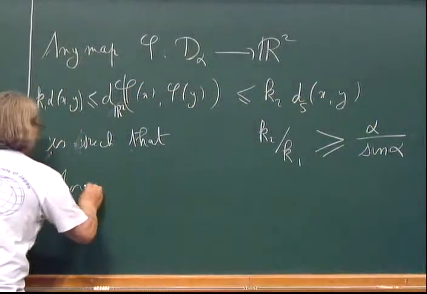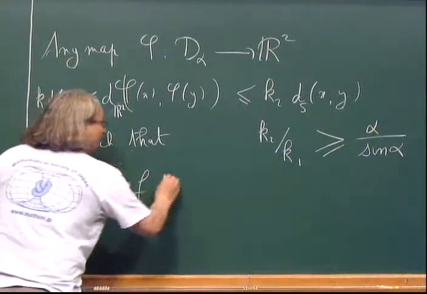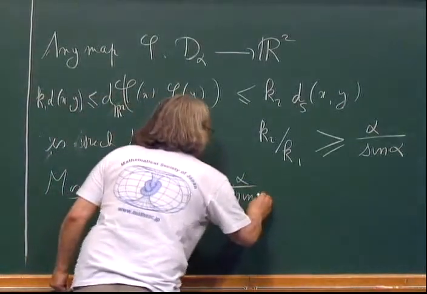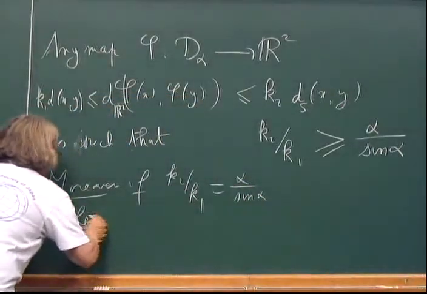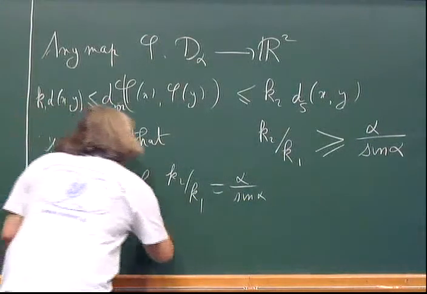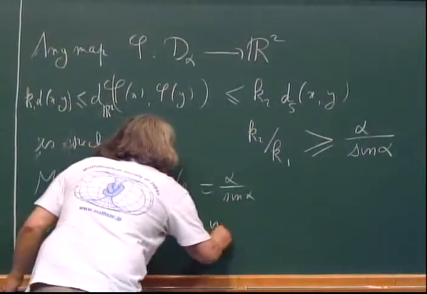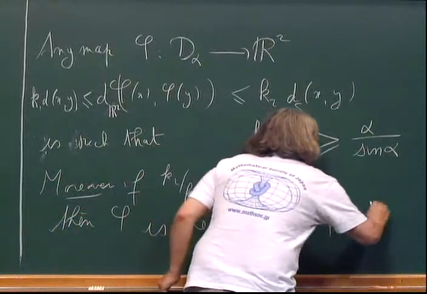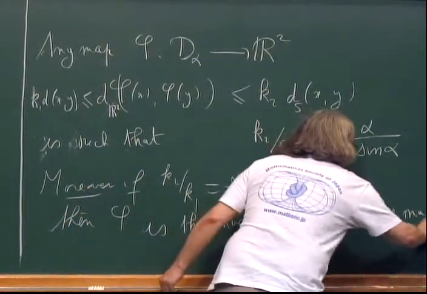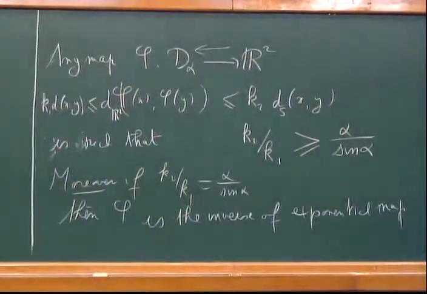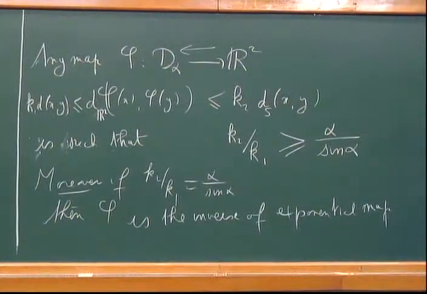Moreover, if k2 divided by k1 is equal to alpha divided by sine alpha, then the map phi is just the inverse of the exponential map. Remember, the exponential map goes from the tangent plane to the sphere. Okay, so let me prove that. You will see it is not hard.